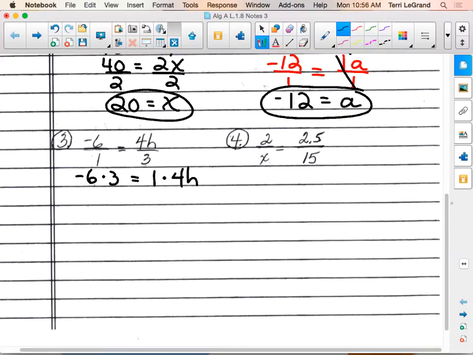Negative 18. Okay, what is -6 times 3? So put -18. And what is 1 times 4H? 4H. Okay. Now what do we do? Divide by 4. We're going to divide both sides by 4. What's a negative divided by a positive? Negative. Does 4 go into 18 a whole number of times? No.